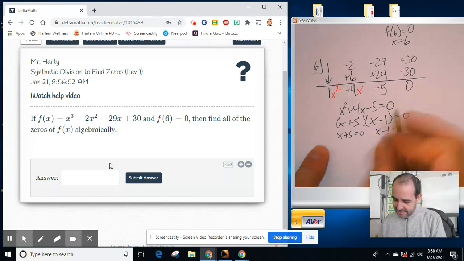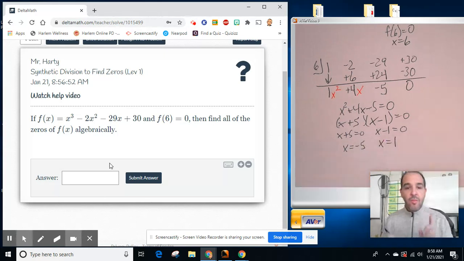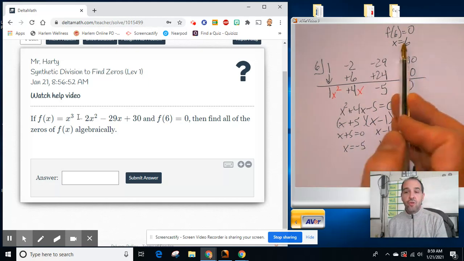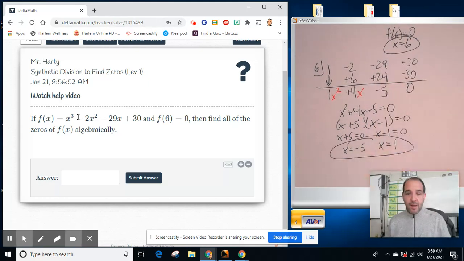Now here's the part that's interesting, okay? Those aren't my only two answers. Being told that this is a cubic tells me there's 3 answers. You're like, where am I supposed to get the third one? I've already got this. You have the third one. They gave it to you. Those are my 3 answers.